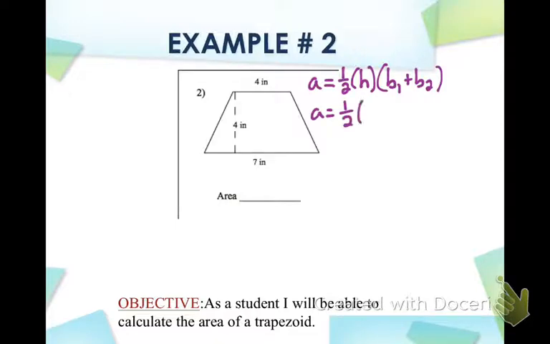That's the second thing we're going to do. 1/2 times the height. The height is how far up and down. That's 4. Base 1 and base 2, we have 4 inches and 7 inches. Right, go ahead and add those together. Alright, so there we go. That's our second line. Now what do we do first?